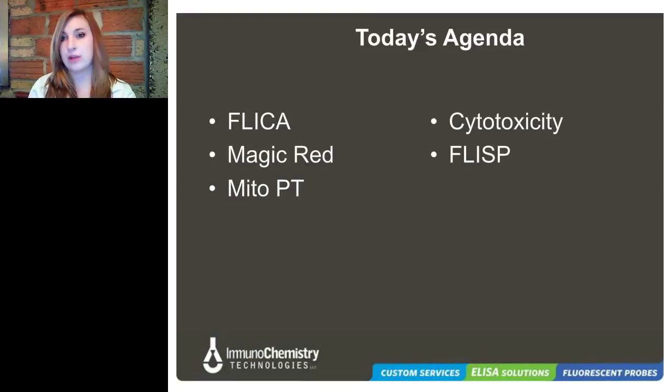So what I'll be going through here in today's presentation are these 5 different fluorescent probe product lines. So first we'll go through Flicka, which is our product line for the detection of active caspases, Magic Red for the detection of caspases and cathepsins in real time, MightOPT to assess mitochondrial health, Cytotoxicity Tests, and Fliss for serine protease detection.